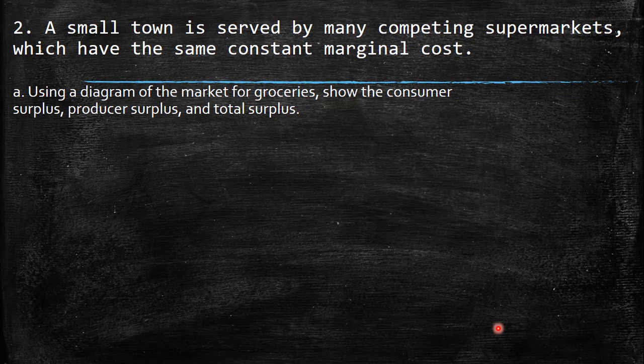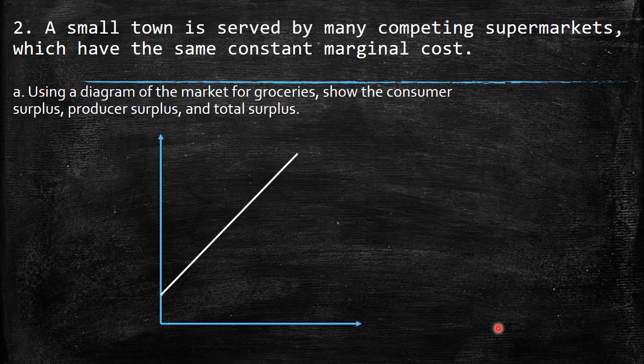Then the second point says, a small town is served by many competing supermarkets which have the same constant marginal cost. Use a diagram of the market for groceries to show the consumer surplus, producer surplus, and total surplus. So here we're going to represent a normal market that we saw in the previous chapter, chapter 14. Here we have the normal supply, which has an upward slope, and here we have the demand with the downward slope.